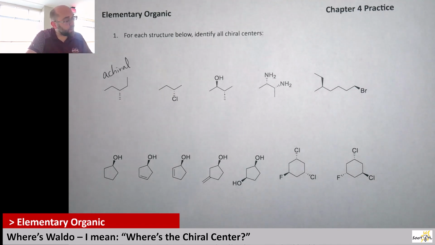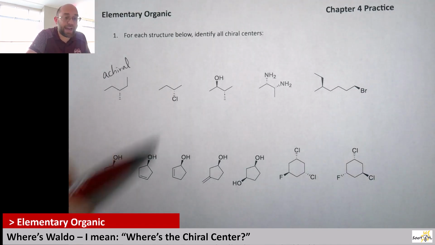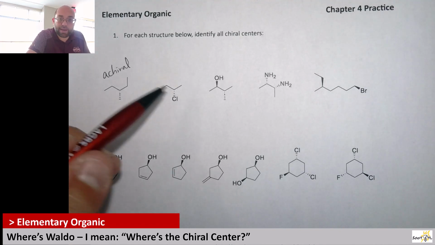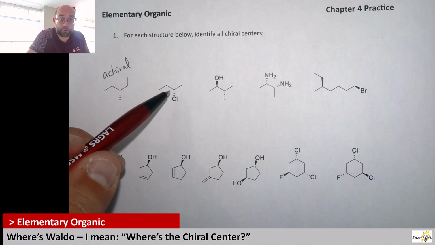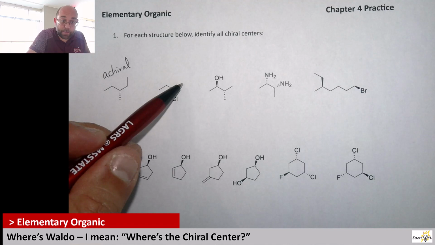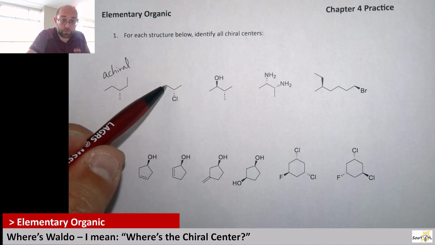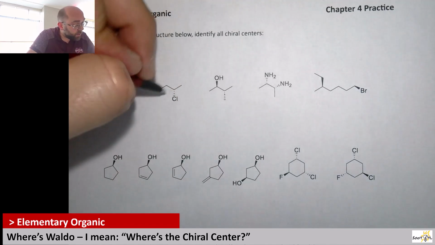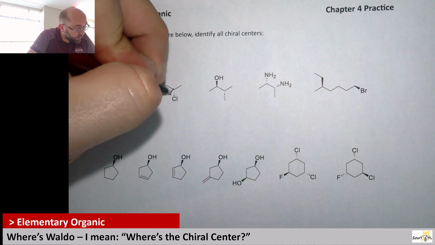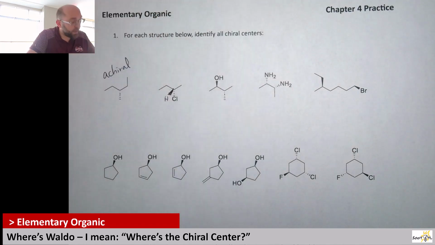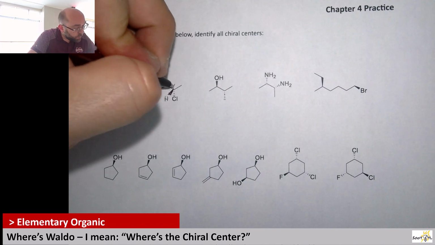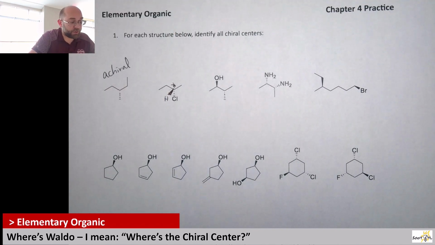All right, next up when we look, having this dash here, we need to pay attention to it. So does it have 4 different groups? Well, it's got a chlorine, it's got a methyl, and it's got an ethyl group. So those are 3, and then we know by process of elimination that there is a 4th hidden group because we don't ever show carbon-hydrogen bonds really. So in this case, we know it has 4 different groups. So that right there is the chiral center.